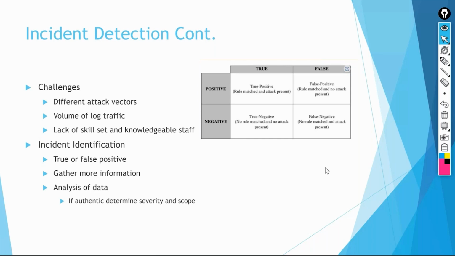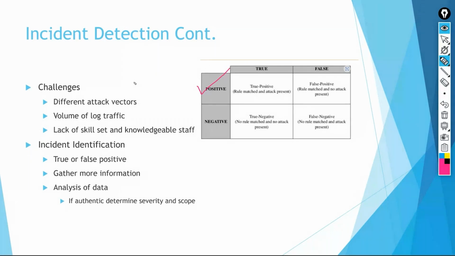Now when we are talking about incident identification, we have a true positive and we have a false positive. So what do we mean by true positive and false positive? True positive means the rule is matched and the attack is present, and your SIEM or your intrusion detection system has triggered an alert. That is called a true positive.